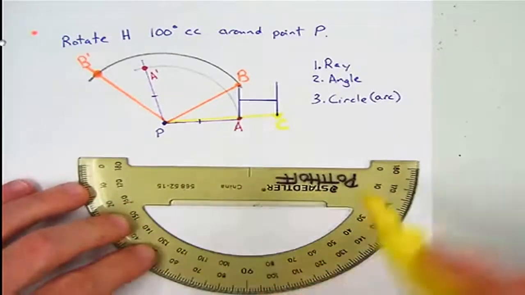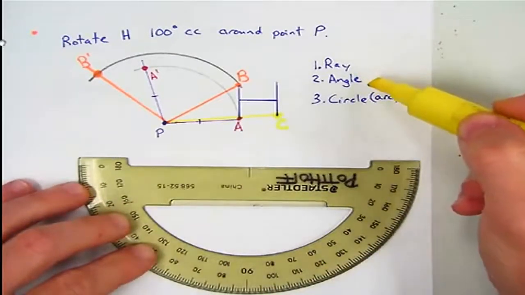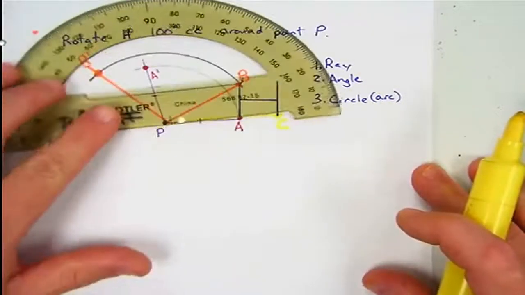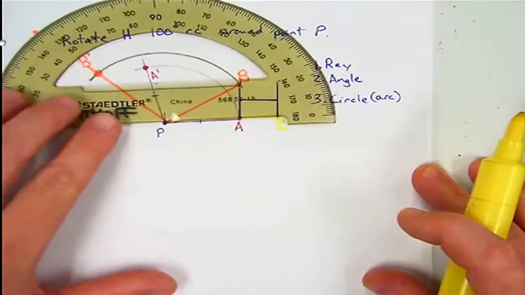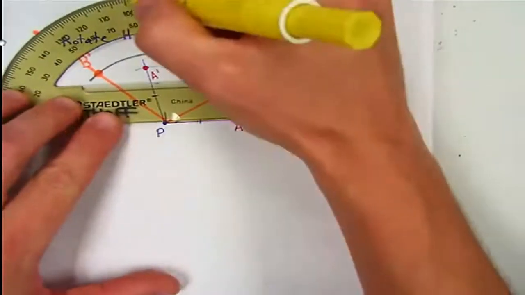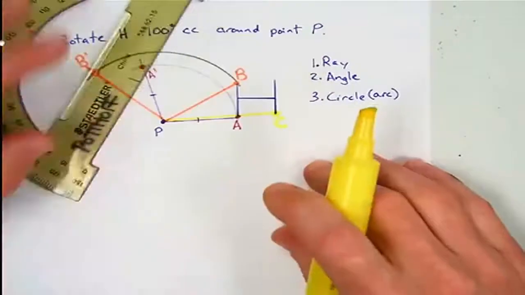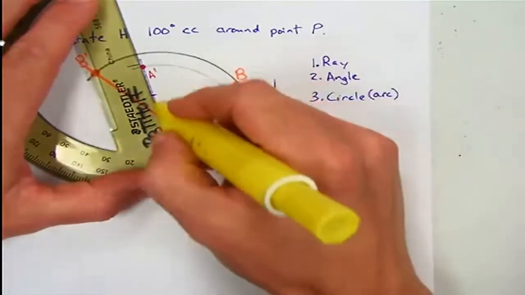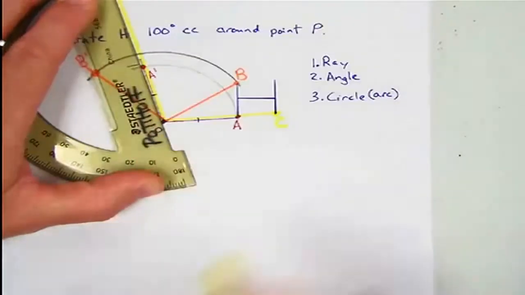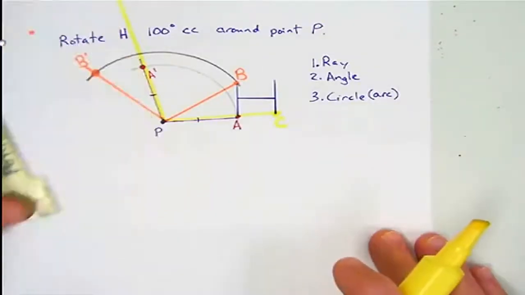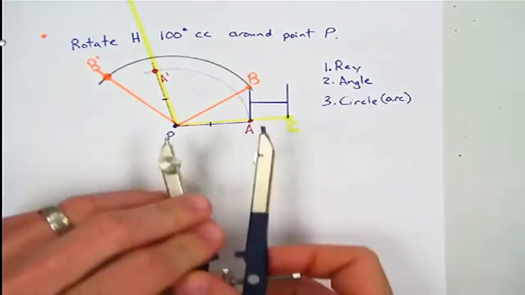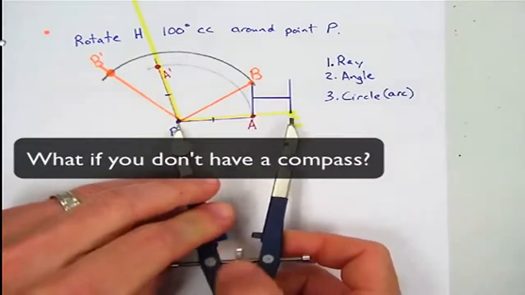So what do you think about when we make our angle? If we went 100 degrees, what do you notice? It's on the same line. So we just have to make our angle now a little bit longer so that we get where C goes. So sometimes you luck out and the angles are the same. And then, well, what would you do if you didn't have this to make a circle?